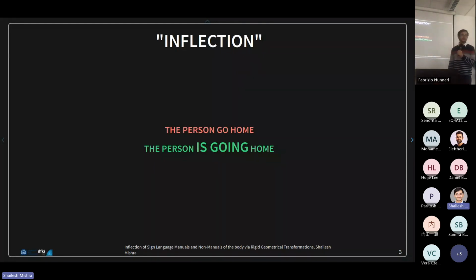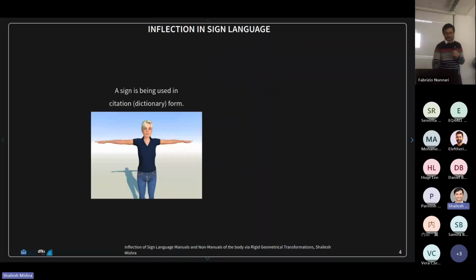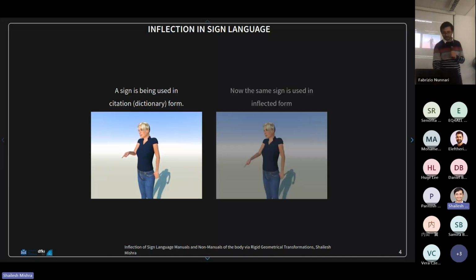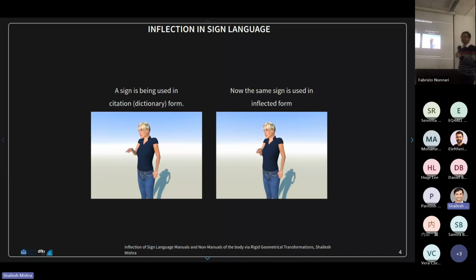Likewise, sign language also needs inflection. And to do that, what we have is a sign in a dictionary form, okay? If you see it from all the angles, what you can notice is the motion is the same. It's being pointed in the same direction, right? But if I want to point it in different directions in space, I would have to inflect this sign. And to do that, I can simply allow it to inflect using some computations, right? See, now the same sign is being used to point in different directions. And this is the idea of inflection.